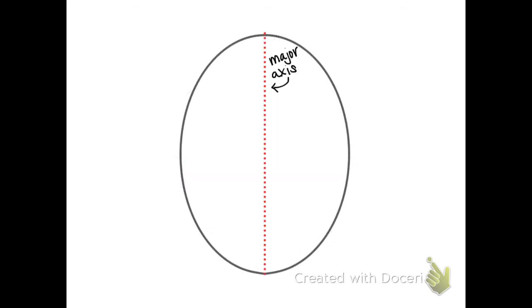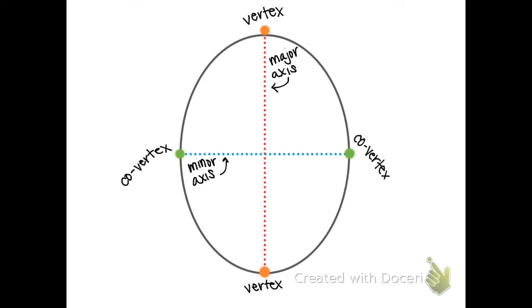Sometimes you'll see ellipses turned vertically, but all the parts are still the same. The longer of the two axes is still called the major axis, and the shorter of the two is the minor axis. Again, the two vertices are at the ends of the major axis, and the covertices at the end of the minor axis. Now it's your turn to try.